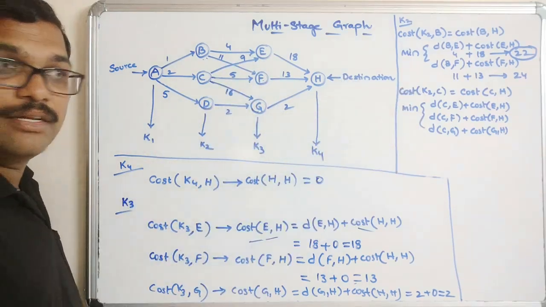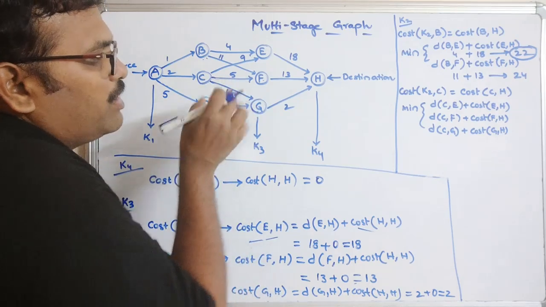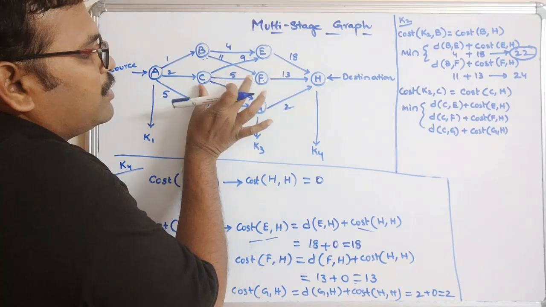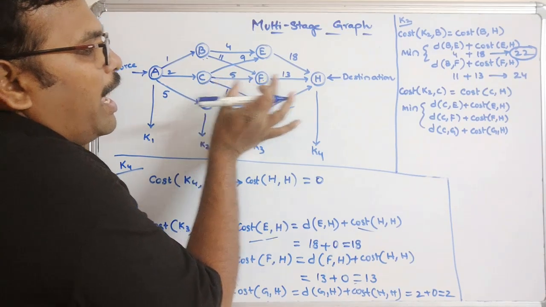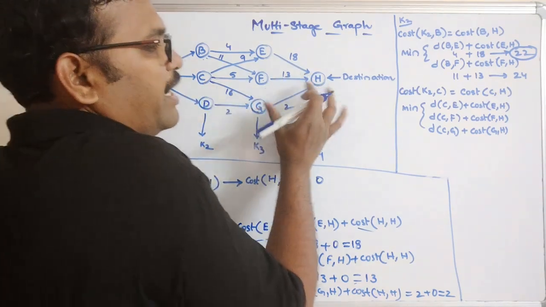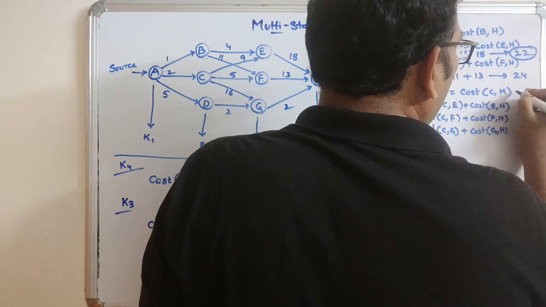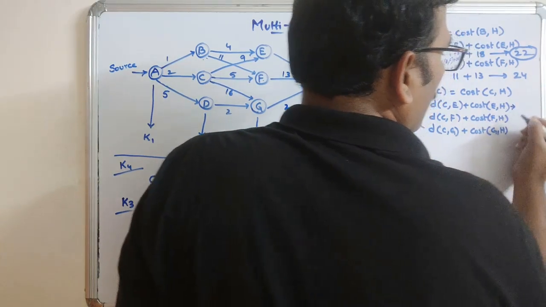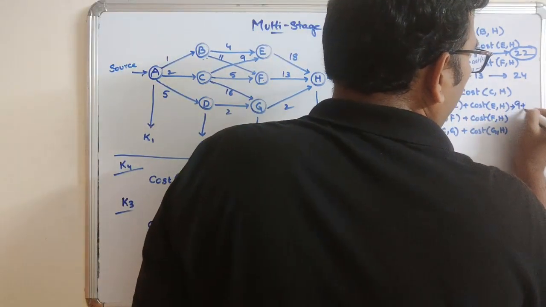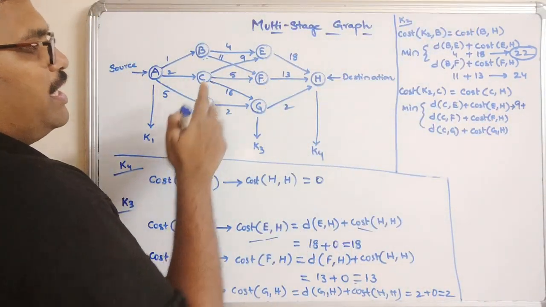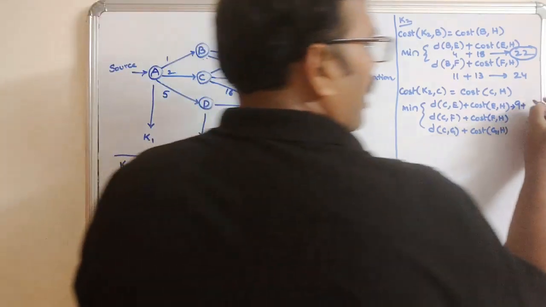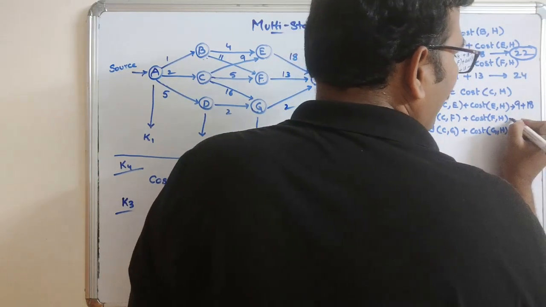So 3 possibilities. So we need to find out the distance of C to E and cost of E and H. Distance of C to F and cost of F and H. Distance of C and G and cost of G and H. So what's the value here? What's the value? D of CE. CE is 9 plus E and H. So what's the E and H? Cost of E and H already we have found out, right? So here 18. We have calculated, so 18, which is 27.